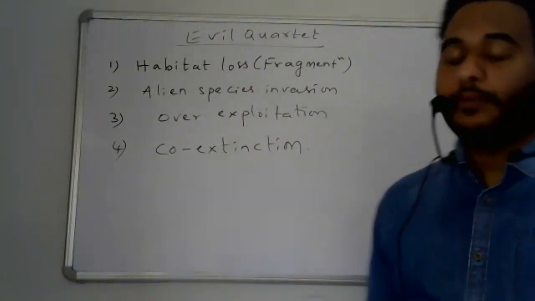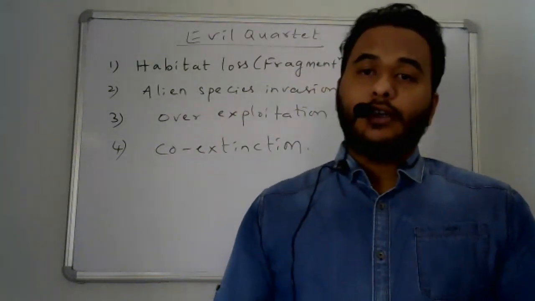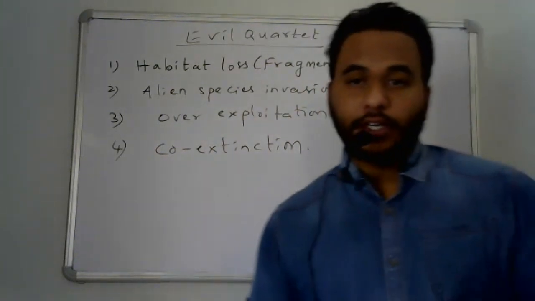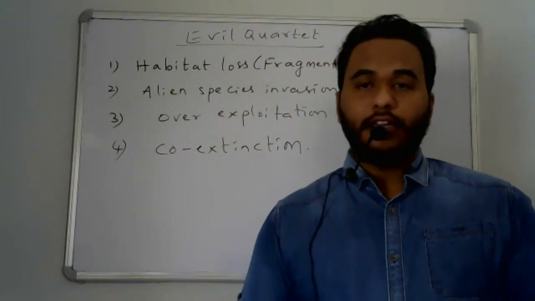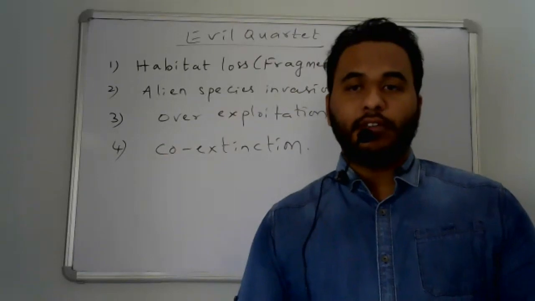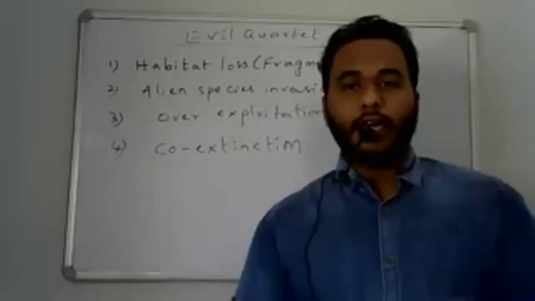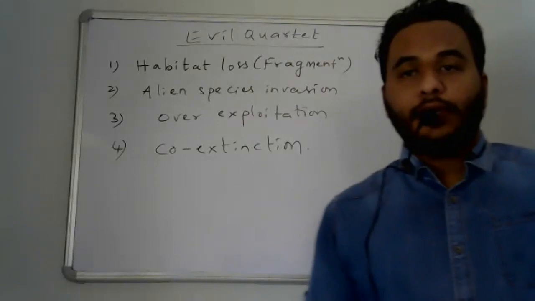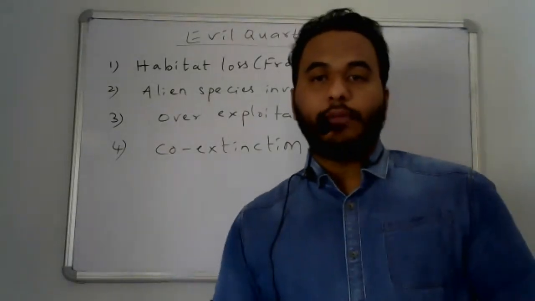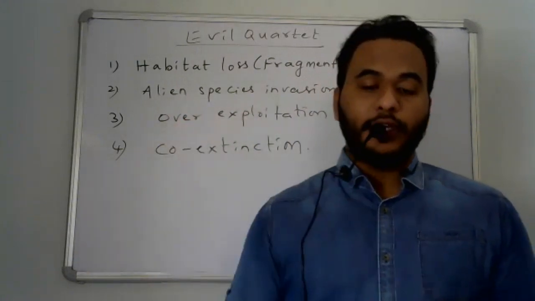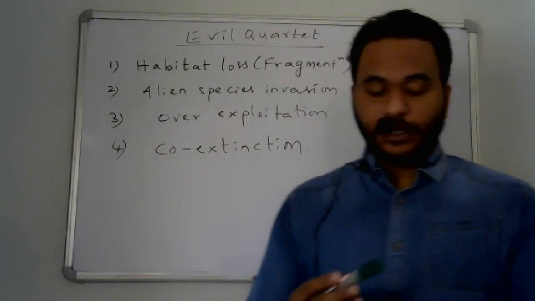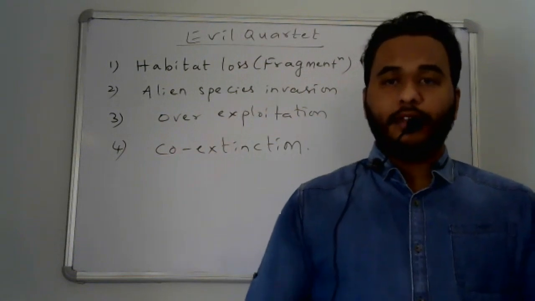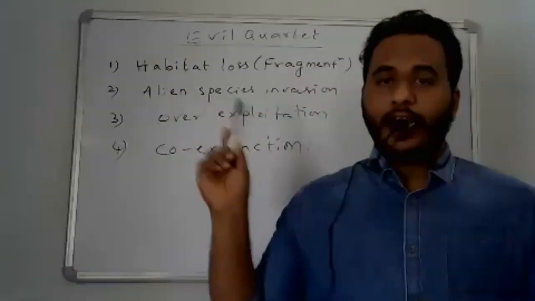Coming to alien species invasion, I have already told you, sickle fishes became extinct because of the Nile perch introduction into the Lake Victoria. That is one example. If any foreign species is introduced into a particular habitat or geographical region, the native species may get disturbed and may become extinct from that area. Even plants like Parthenium, Lantana, and Eichhornia, some other plant examples we also discussed under alien species invasion.